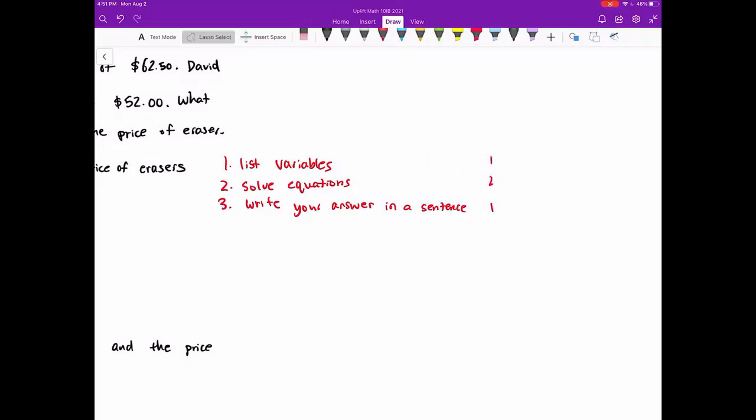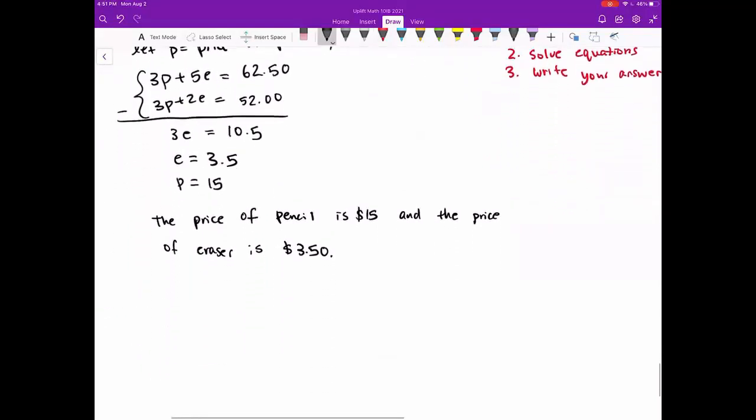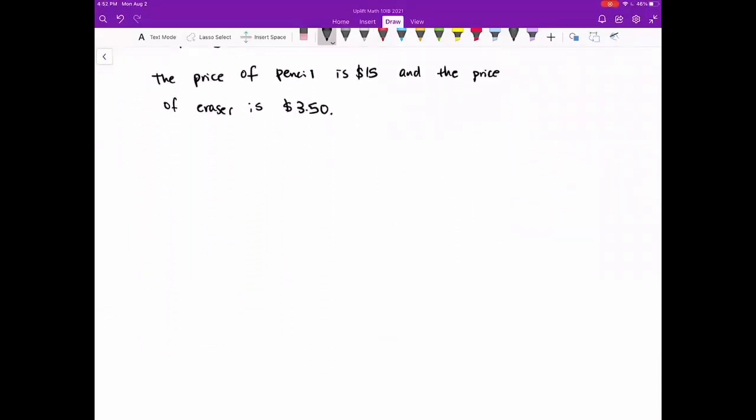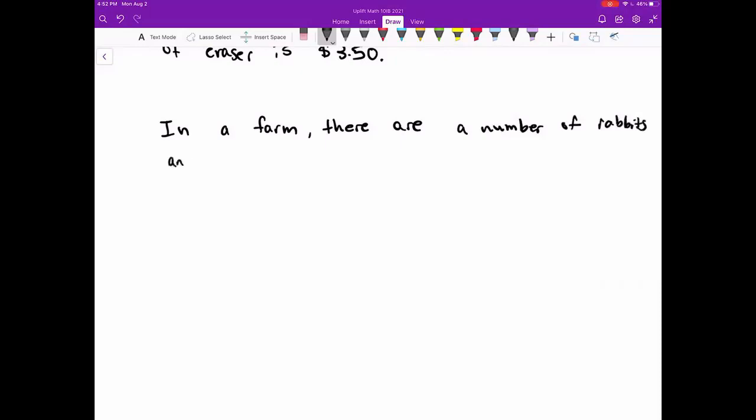Just as a quick math tip. Okay, should we do the rabbit and the chicken problem? Yeah, we can do that. Okay. So in a farm, there are a number of rabbits and chickens.